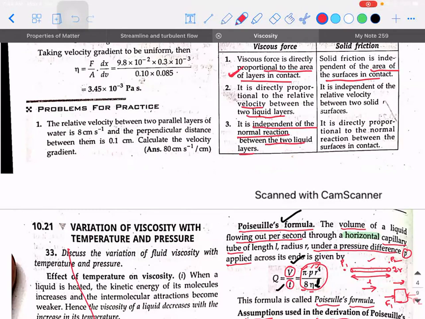friction depends only on one parameter. What is it? It is the normal reaction that is offered by the surface in contact. It is directly proportional to the normal force that is acting. That is why if you observe the expression here, it is eta into A into dV by dx. Here it is just mu into N.